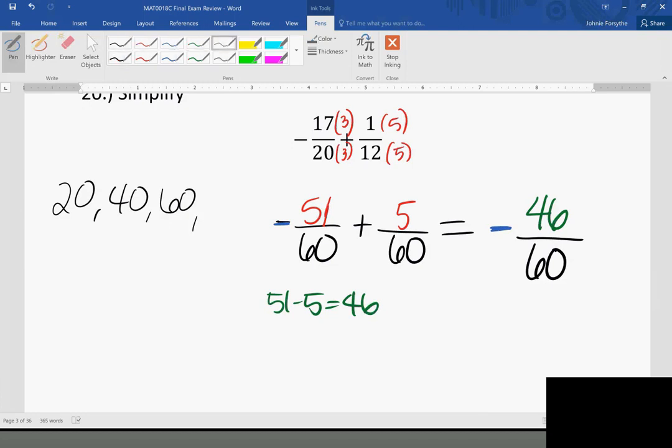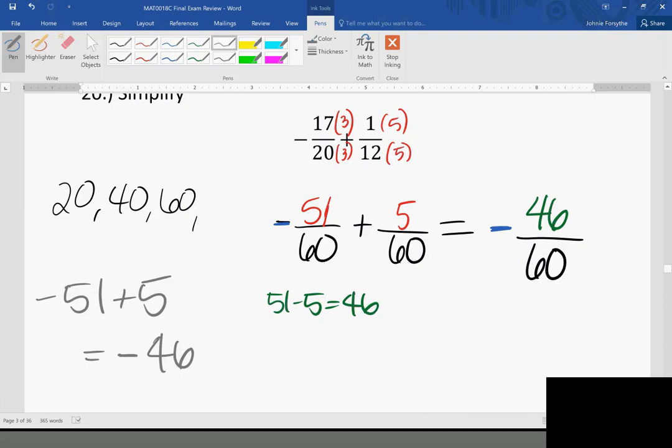So let's say I have negative 51 plus 5. Let's say that's what I'm looking at. Let's ignore the denominator of 60. So I have different signs, so I subtract and take the sign of the larger number. Since 51 is larger than 5, it's going to be a negative, and then 51 minus 5 is 46. So that is why I have negative 46 over 60, because I keep the denominator the same and I combine the tops.